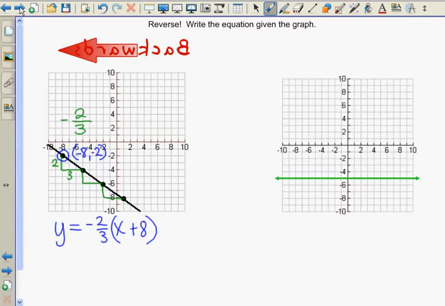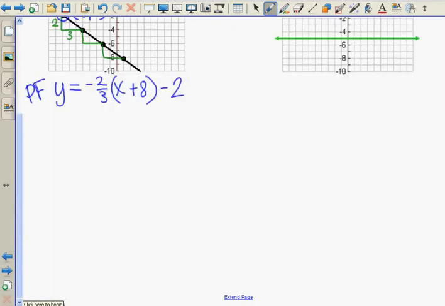Now, remember to change the sign on your x. So I need to make sure to put a +8 so that it means -8 on the graph, and then I can keep my -2. So that is point form, and I am totally okay with you leaving it there unless I specifically ask you to do some more with it. So let's just practice that kind of quickly.